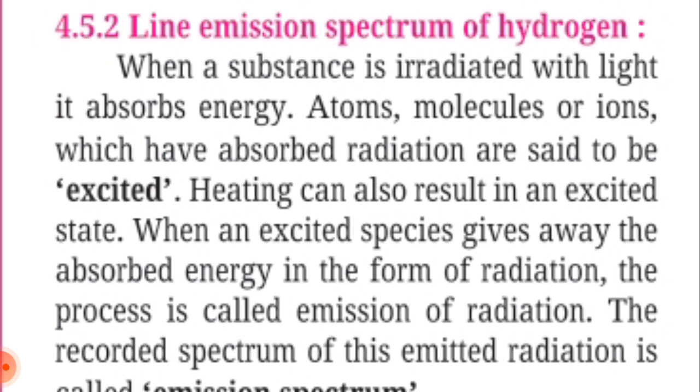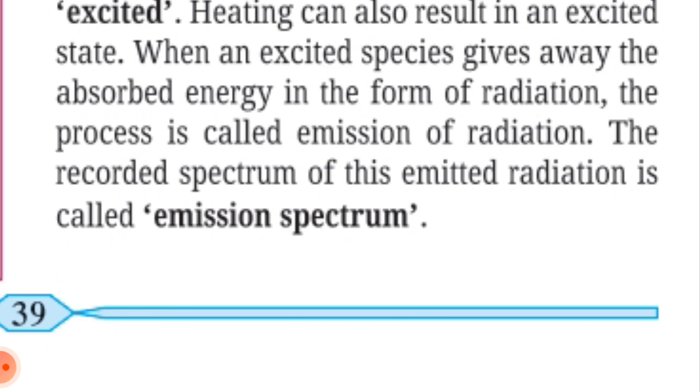Line emission spectrum of hydrogen. When a substance is irradiated with light, it absorbs energy. Atoms, molecules, or ions which have absorbed radiation are said to be excited. Heating can also result in an excited state. When an excited species gives away the absorbed energy in the form of radiation, the process is called emission of radiation. The recorded spectrum of this emitted radiation is called the emission spectrum.